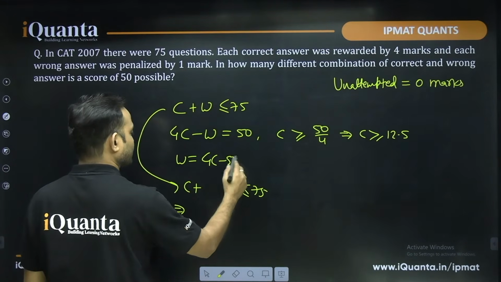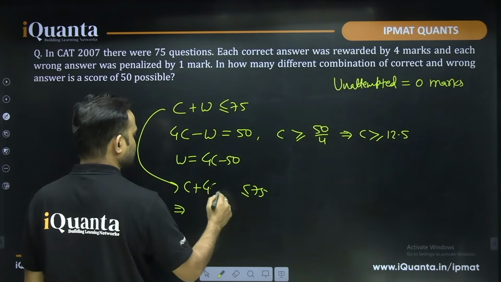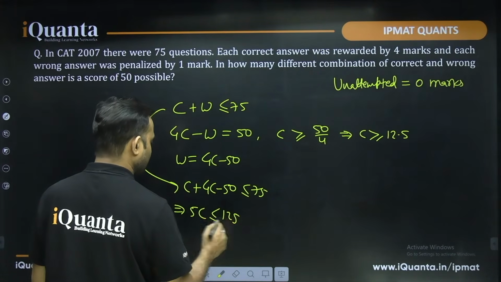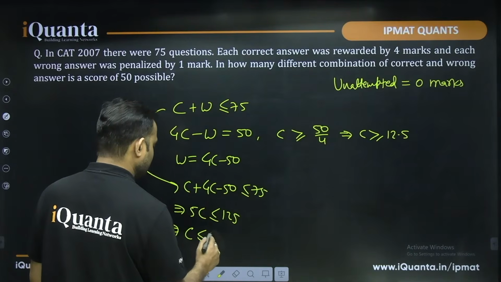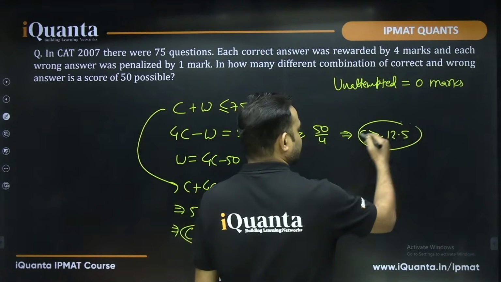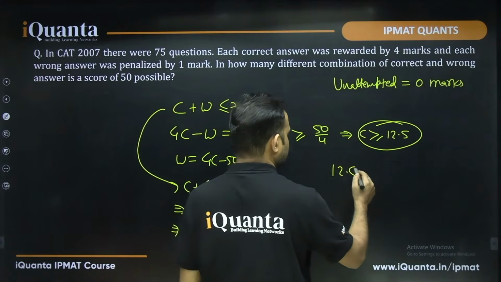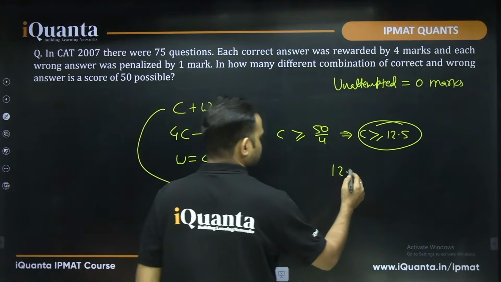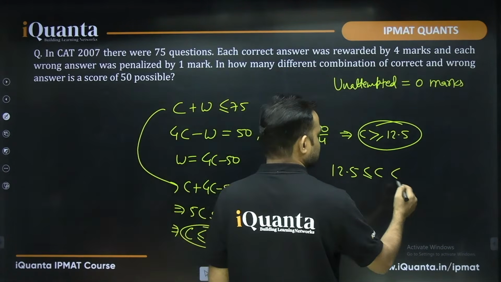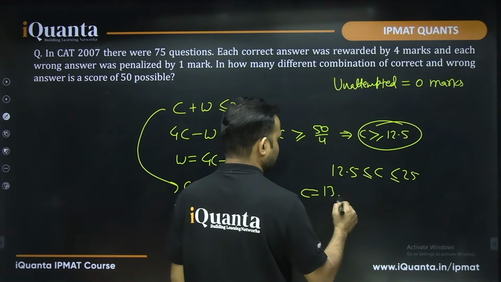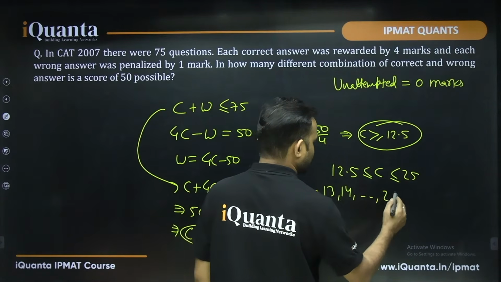4C minus 50. So C plus 4C minus 50, or 5C should be less than or equal to 125. C should be less than or equal to 25. C must also be greater than or equal to 12.5 but less than or equal to 25. So the values that C can take will be 13, 14 till 25.